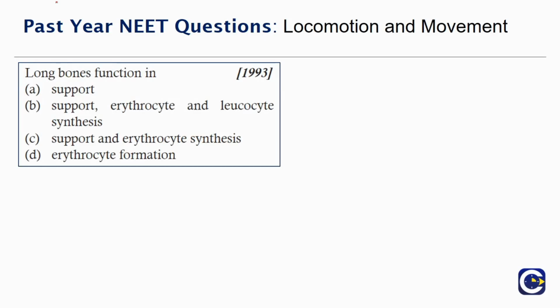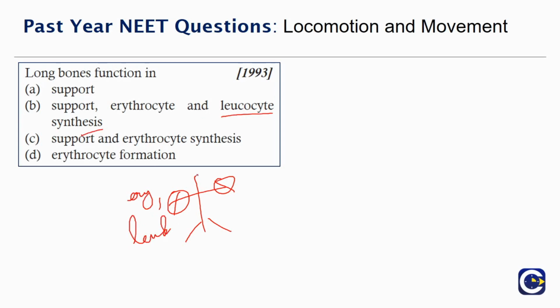Long bones function in option A support, support in erythrocyte synthesis, erythrocyte formation. So long bones are forming the axial skeleton, so their major function is support. But we also know the bones are the major producers of erythrocytes. But we also need to be very clear about the concept that they also give rise to leukocyte synthesis.